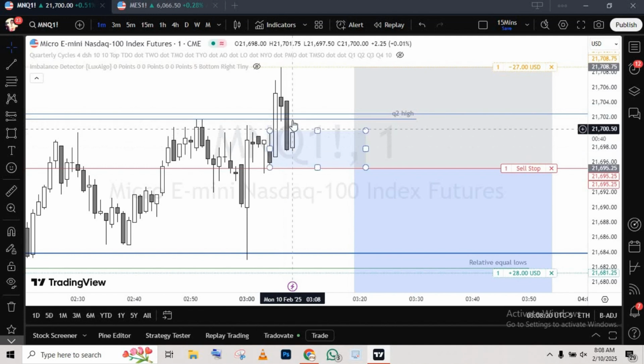So it's an inverse now. We are retesting the inverse. I expect price to pull down anytime soon. Let's check up on ES.